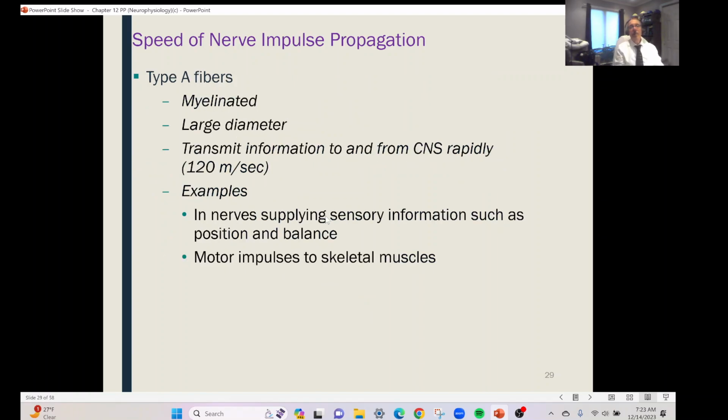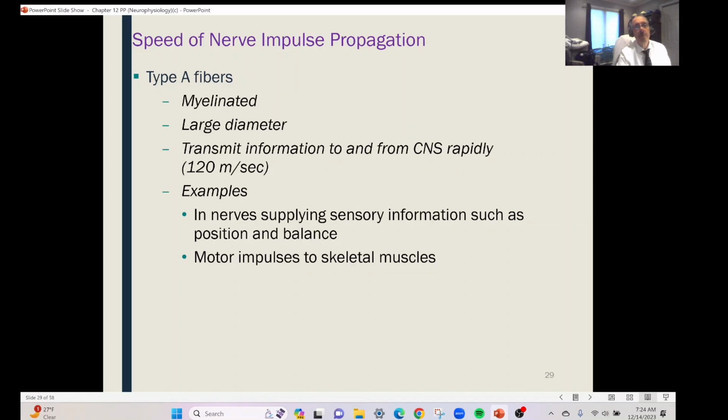So the first fiber is a type A fiber, right? These are myelinated and they have the largest diameter. So as a result, these travel the fastest. Look at this, 120 meters per second. Before, when we did the continuous conduction, it was 1 meter per second. All right, so this is a lot faster.